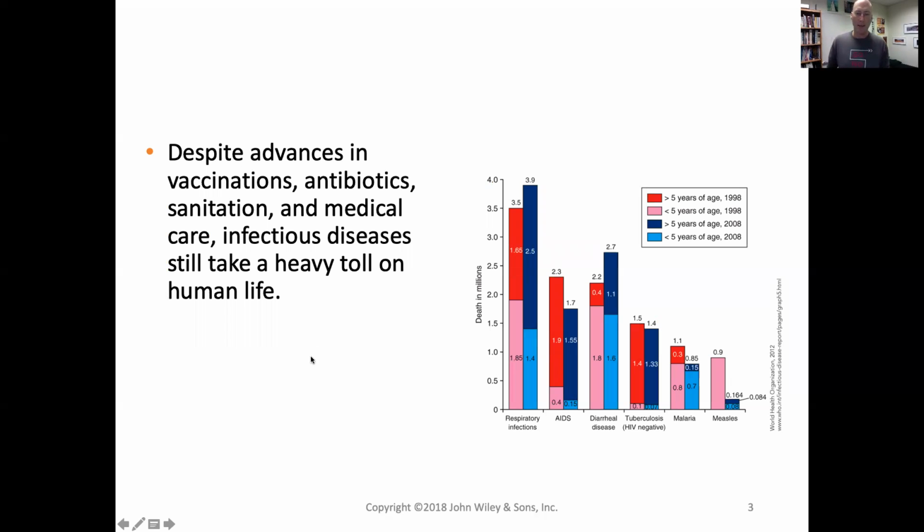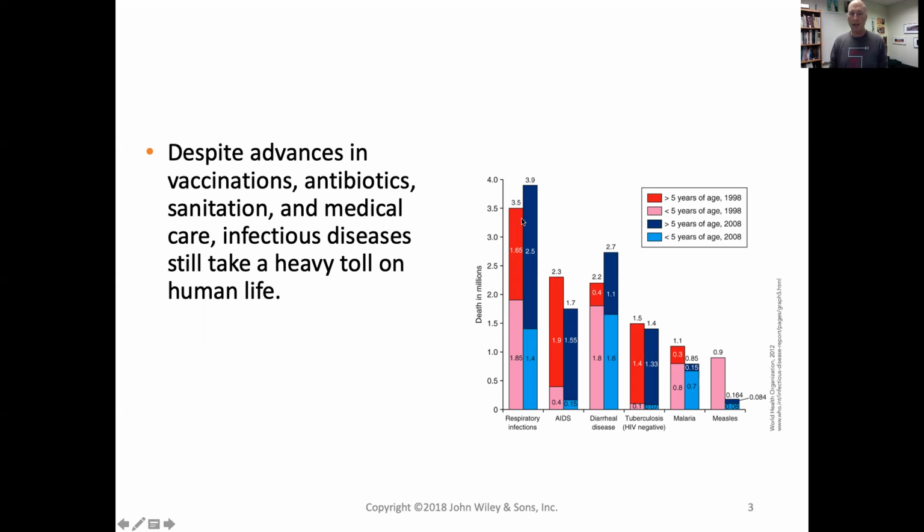But this slide is actually talking about what's happening now, not what's happened historically. So despite advances in vaccinations, antibiotics, sanitation, medical care, infectious diseases are still significant, especially outside of the affluent countries that fortunately the United States is part of. Europe, Australia, Japan, other countries of the world are still more middle income or lower income, have higher rates of infectious diseases, right? What this is showing is the differences in disease rates depending on age.